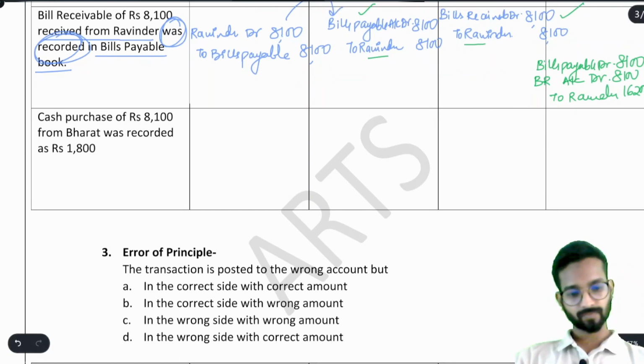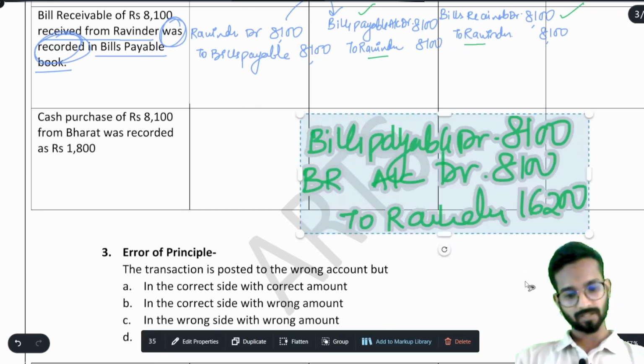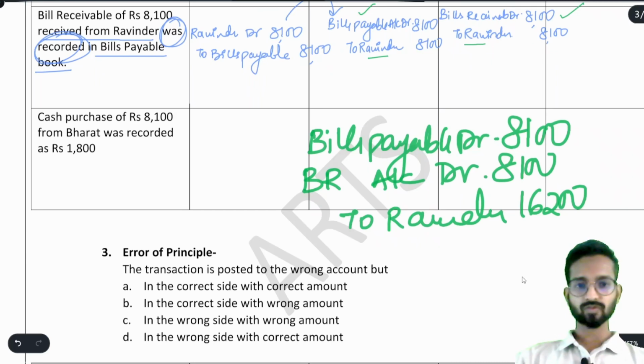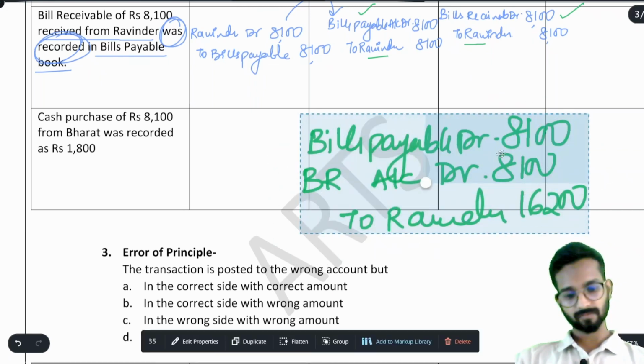Now, just to focus there, this is our correct answer. Bills payable 8,100, bills receivable account 8,100, then to Ravinder 16,200. Simple enough? Now, moving to the next question.